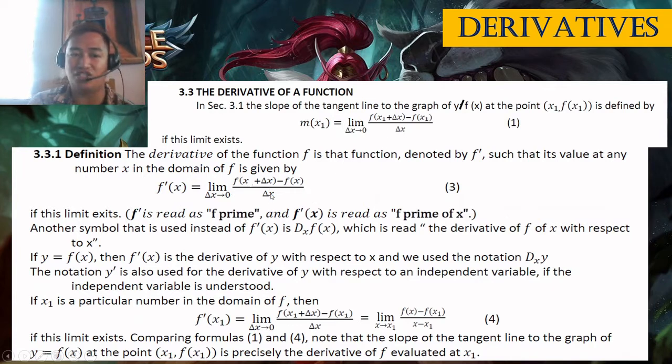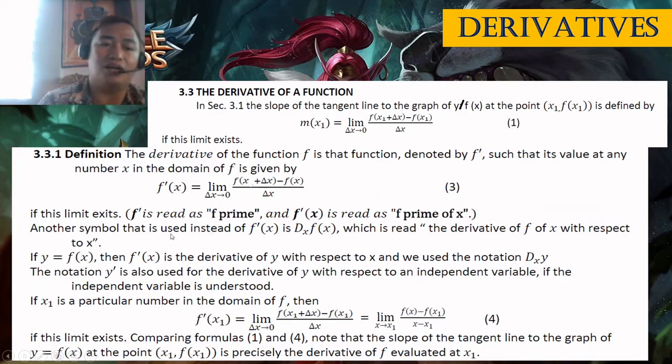It is the same. Now, the derivative of the function f is that function denoted by f prime such that its value at any number x in the domain of f is given by this, if this limit exists. This is read as f prime of x.